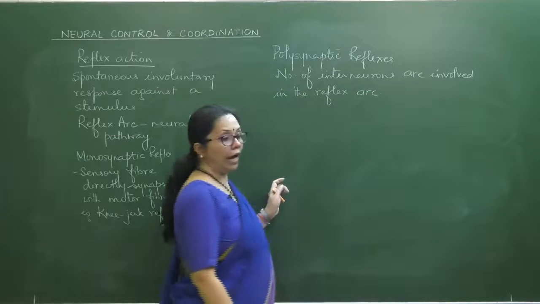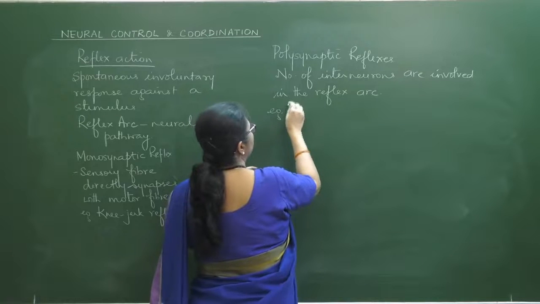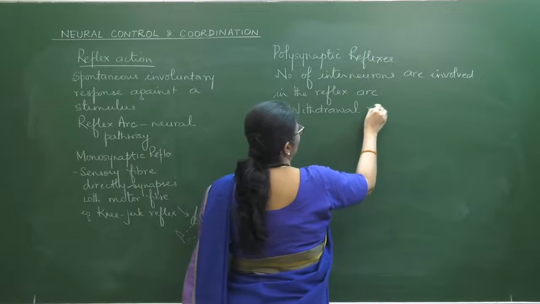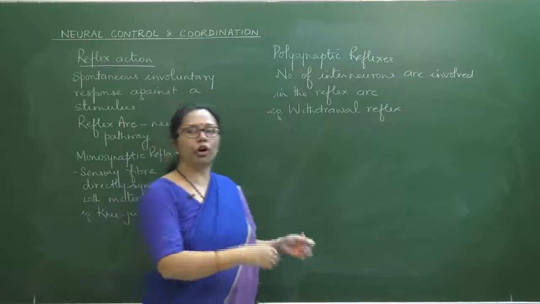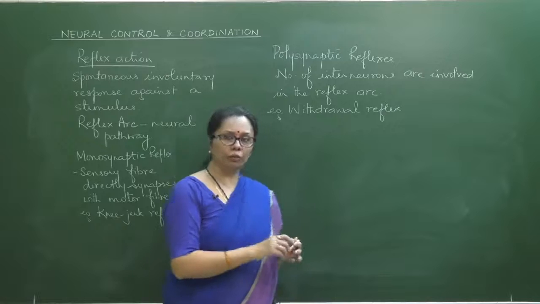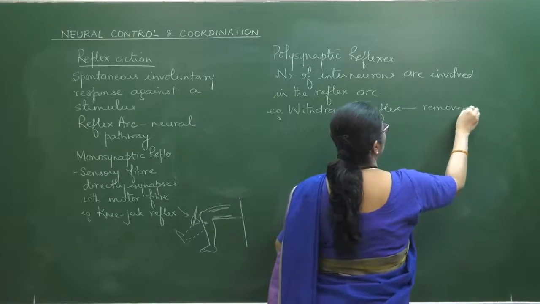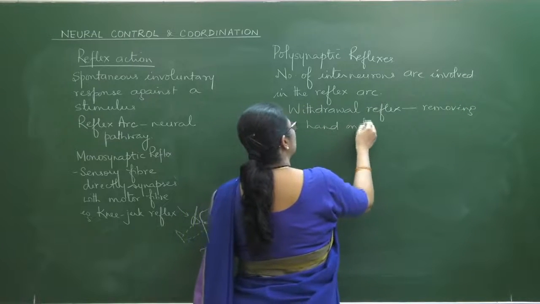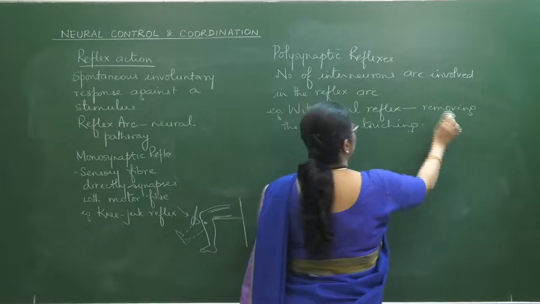Okay, and the example of such polysynaptic reflex is the withdrawal reflexes. Now withdrawal reflex is when a person moves away from a stimulus, withdraws itself from the stimulus. Like the usual example you are given, touching a hot plate, okay, like removing the hand on touching a hot plate.